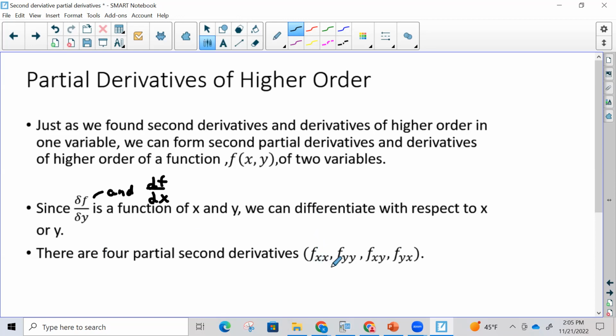So we have f of xx, which is taking the derivative with respect to x twice. f of yy, which is taking the derivative with respect to y twice. And then we have f of xy and f of yx. This one is taking the derivative with x first and then y, and this one is taking the derivative with respect to y first and then x.